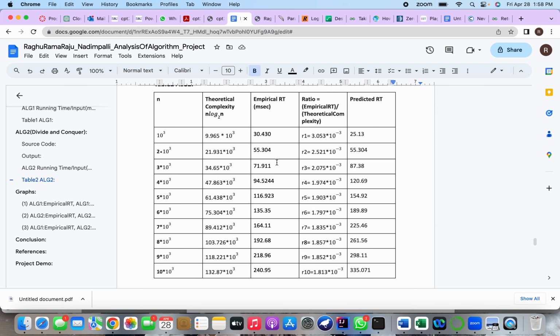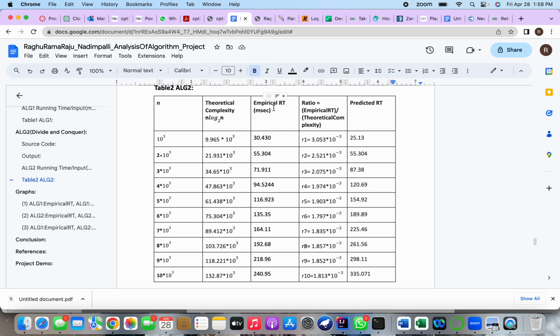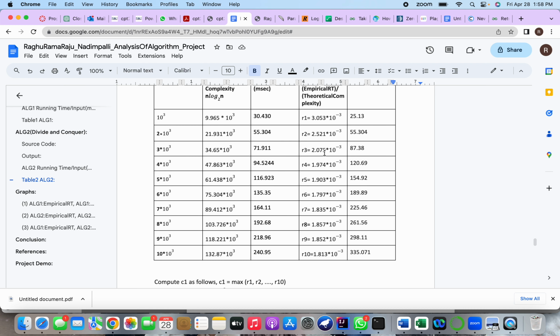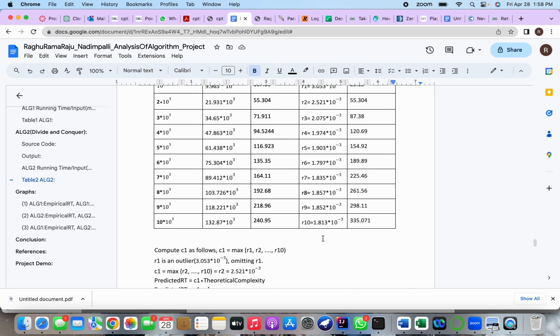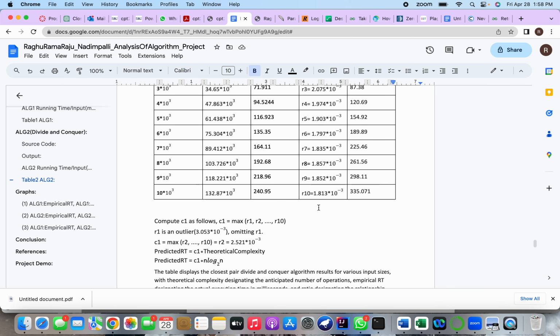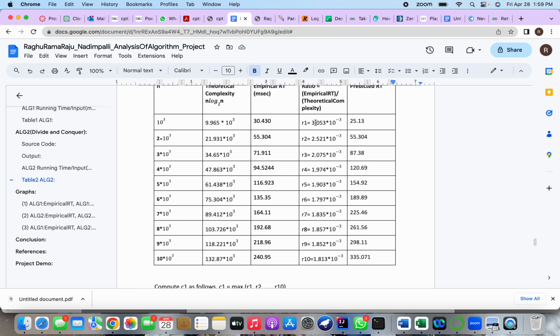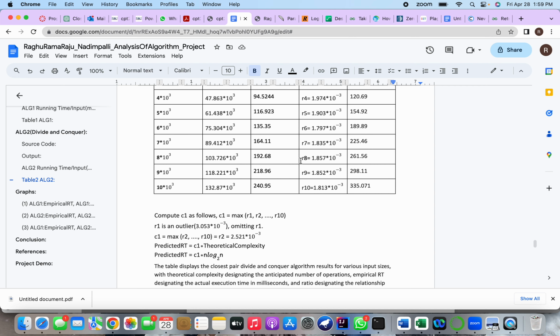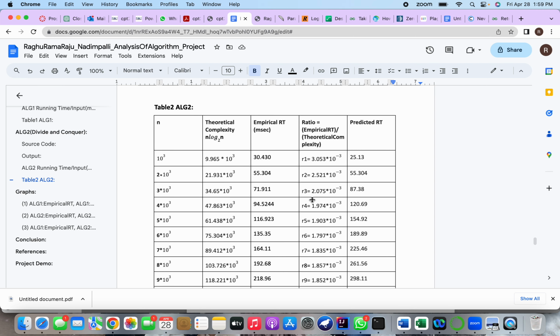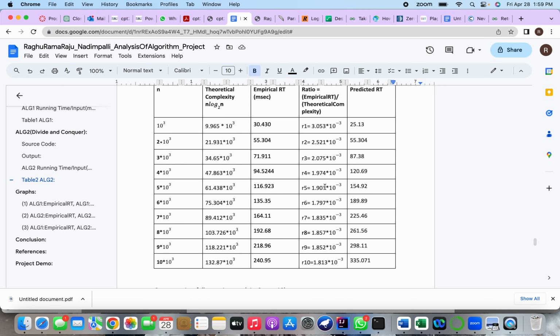This is my average, and ratio, which is empirical RT divided by theoretical complexity. These are the values I got, and from these the maximum RT I'm going to take is 2.521, which is R2. Of course R1 is greater than R2, but I didn't take R1 because R1 comes under outlier. If you see the remaining other running time ratios, R1 is a very large ratio.